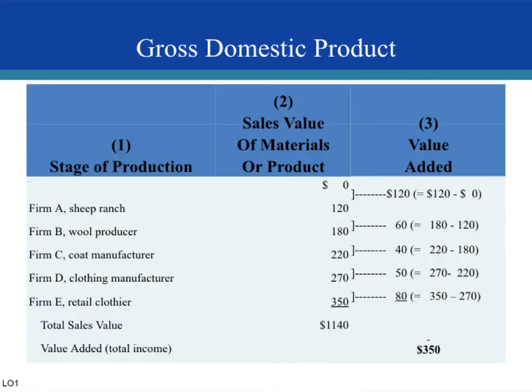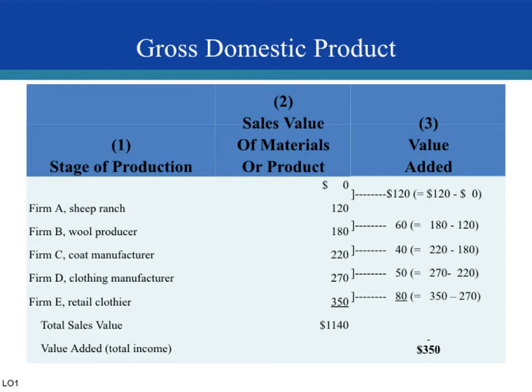All right, so we can look at an example of how we can calculate the final value of the good using value added. The sheep rancher sells the wool to the wool producer for $120. That was the original value added. The wool producer then does some improvements and sells it to firm C, the coat manufacturer, and the value added there is 60.